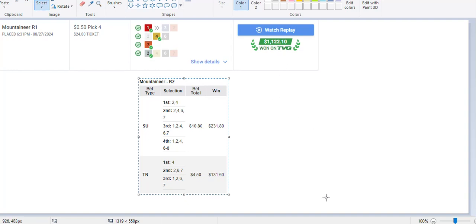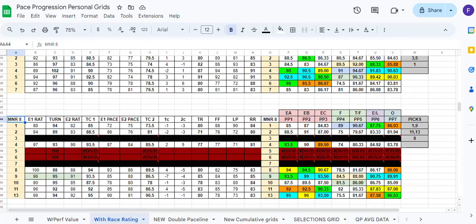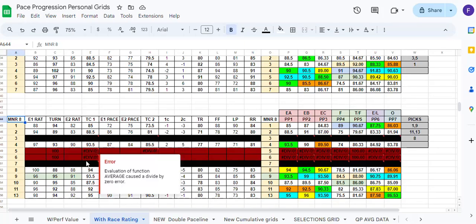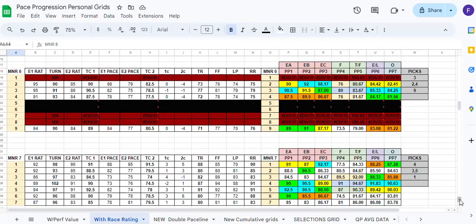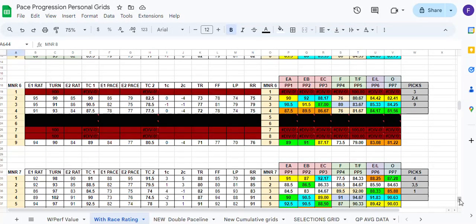I'm just showing you that there's a reason why I keep going back to the well as far as tracks like Mountaineer and Penn National and Charlestown at times, because you're seeing a lot of horses that are running at that circuit all the time. Sometimes you get some jumps from Mahoning Valley to Mountaineer, Charlestown to Mountaineer, but for the most part, Mountaineer horses are running at Mountaineer.